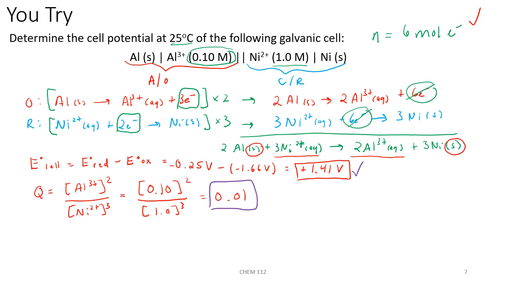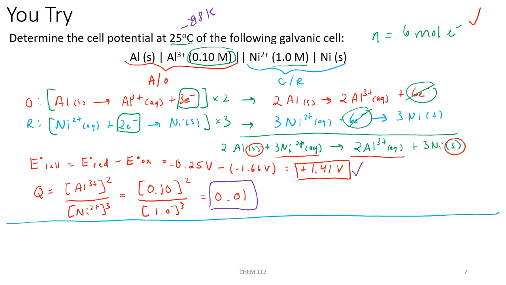And just a reminder, we're at 25 degrees Celsius again, so 298 Kelvin. So we're going to use that modified version of the Nernst equation just to make it a little bit easier. So we're going to use a little bit of different color here. We have our cell potential at non-standard state conditions is equal to E cell at standard state conditions minus 0.0592 volts over n, all times the log of the reaction quotient.